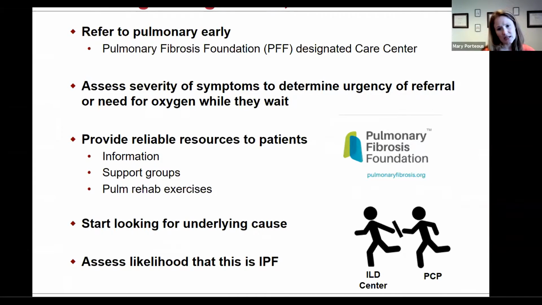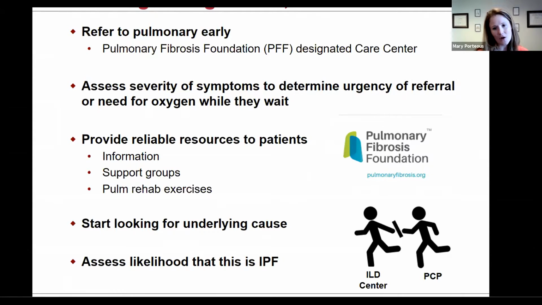So after diagnosing an ILD, what's next? I think I've hopefully made clear, referring to pulmonary early matters. We know that delay in referral to an ILD center and a delay in diagnosis of the specific ILD is associated with a higher degree of mortality. So what can be very helpful is getting these patients set up and ready to go, so that the first visit with a pulmonologist or an ILD center is the maximal, more bang for your buck, so to speak.